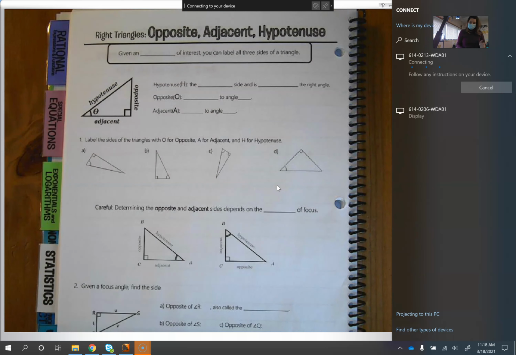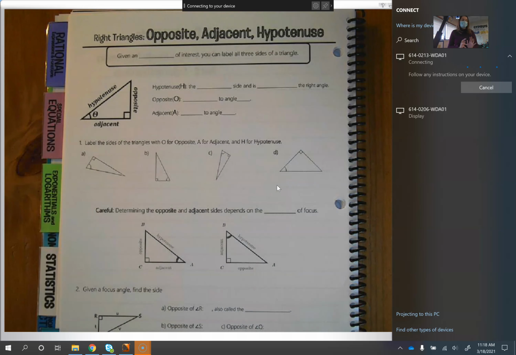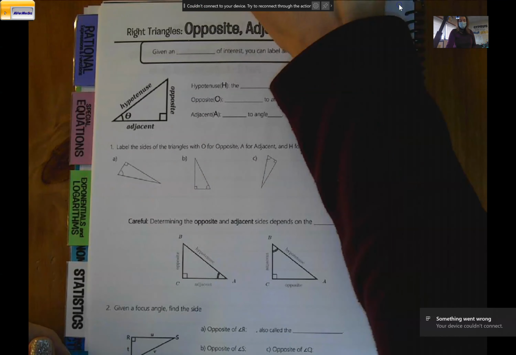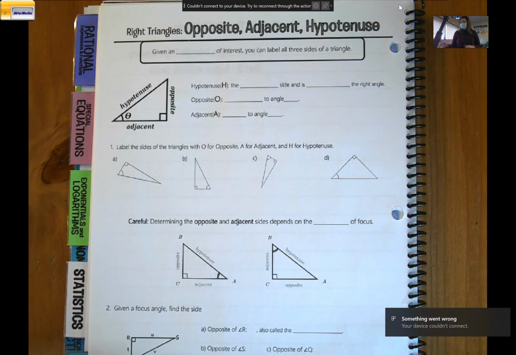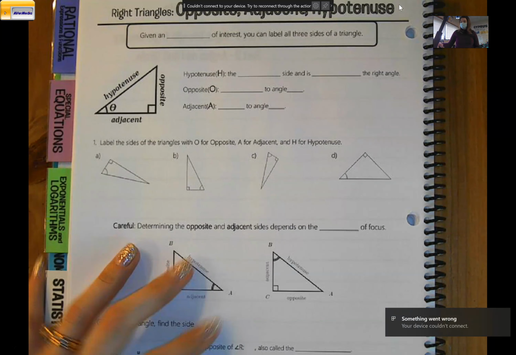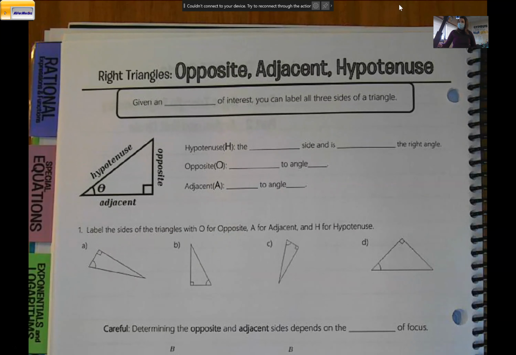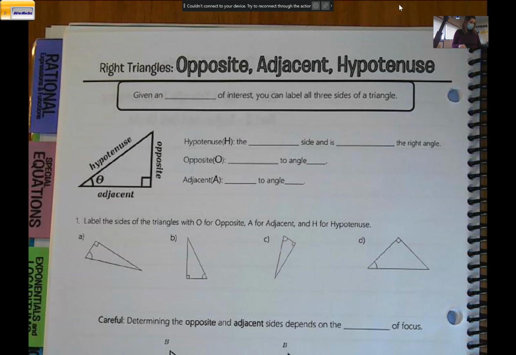Okay, so we're going to talk about trigonometric functions today. But all of these trigonometric functions are based off of a right triangle. So we need to review and make sure we feel really good about what a right triangle is. So we're starting at the top of page 106.